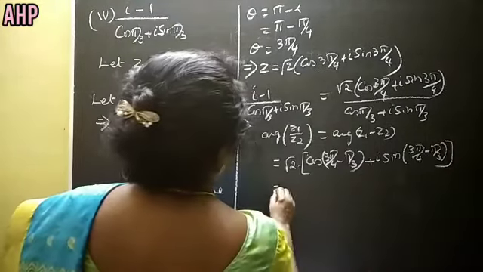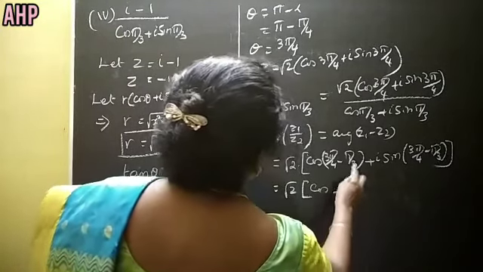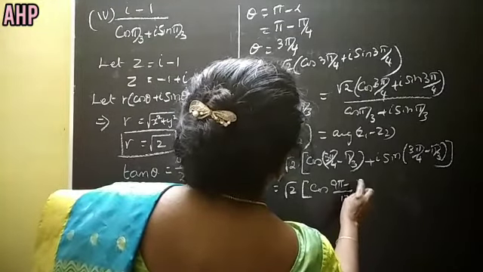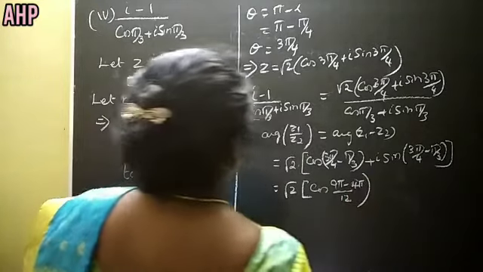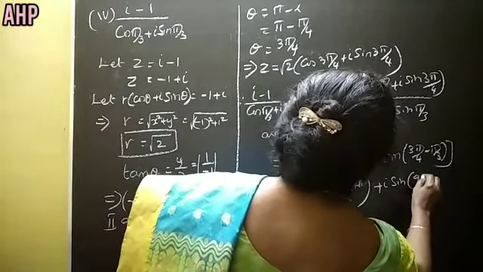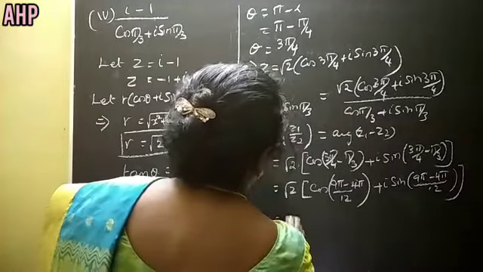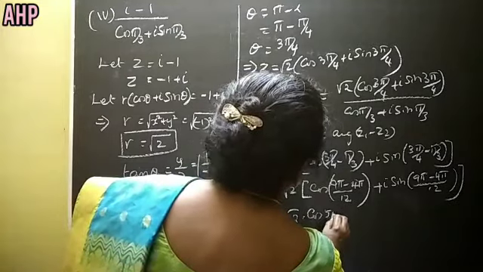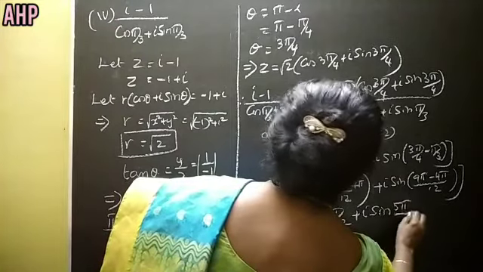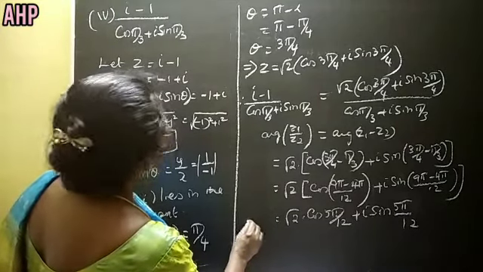Now taking 12 as the LCM, this is equal to root 2 into cos ((9 pi minus 4 pi) divided by 12) plus i sin ((9 pi minus 4 pi) divided by 12). So this is equal to root 2 into cos 5 pi by 12 plus i sin 5 pi by 12. Now this is the value of i minus 1.